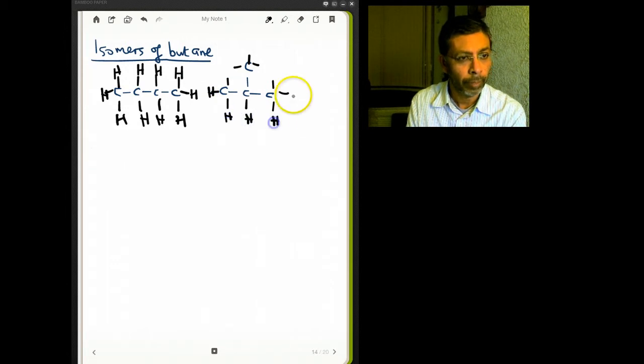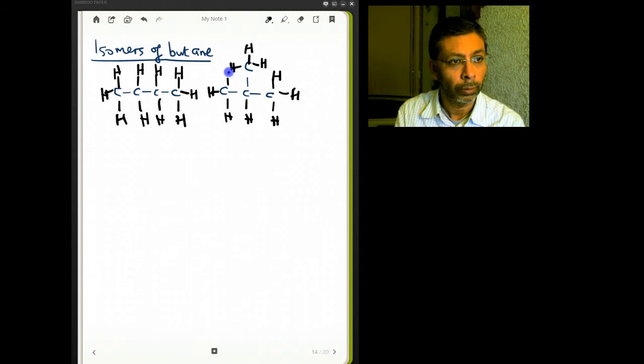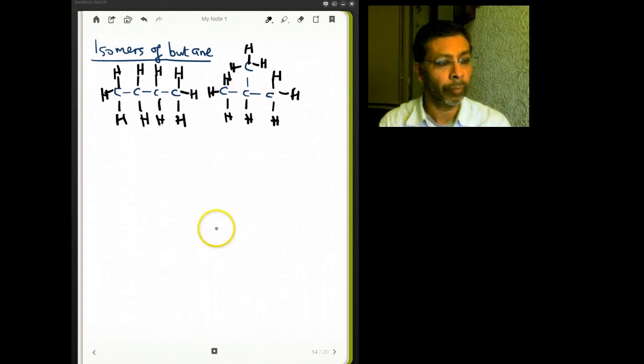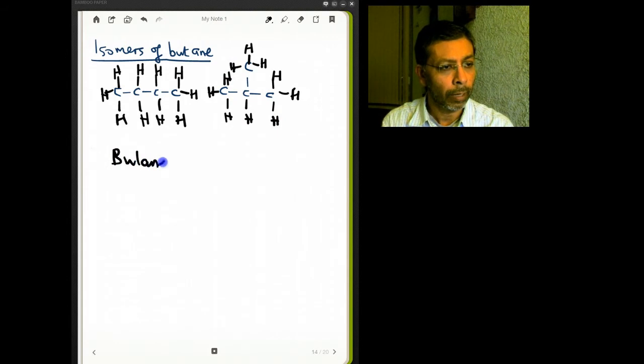Remember that as a final check, make sure that every single carbon has got 4 bonds. Just squeeze that in, there we are. So that's just butane. And this one here, the longest chain is 3, so it's going to end in propane.